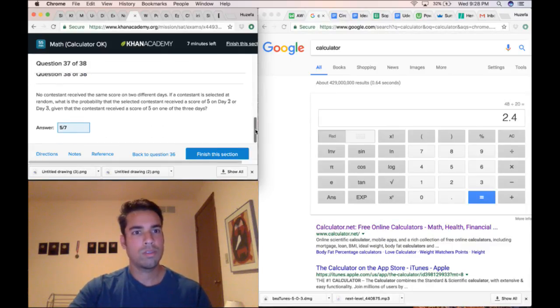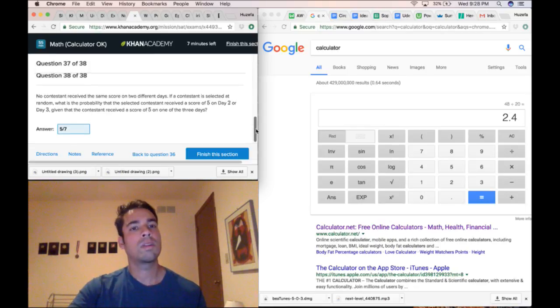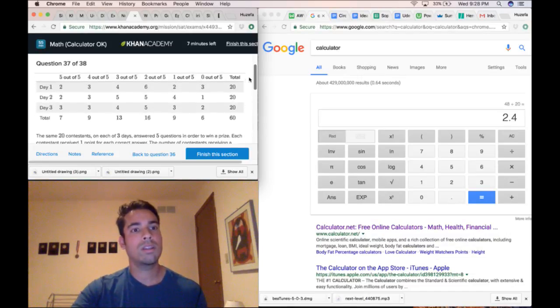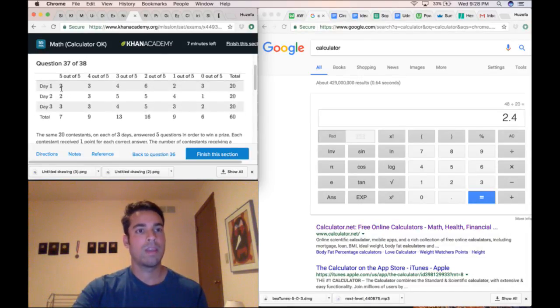And then this one, no contestant received the same score on 2 different days. Contestant selected at random. What is the probability that the selected contestant received a score of 5 on day 2 or day 3, given that the contestant received a score of 5 on one of the 3 days? So the point is that these are unique. If 2 people that got 5s here, they cannot be included in this group, cannot be included in this group. Person here can't be included here. So they're all a unique 7 people that got 5s. So that's why I'm saying it's 5 out of the total of 7.